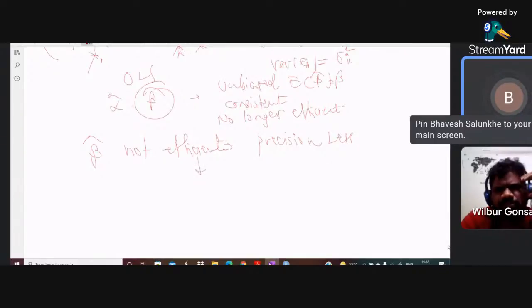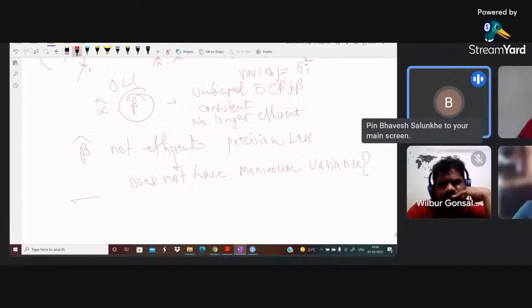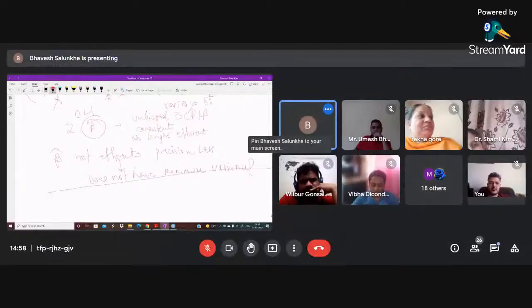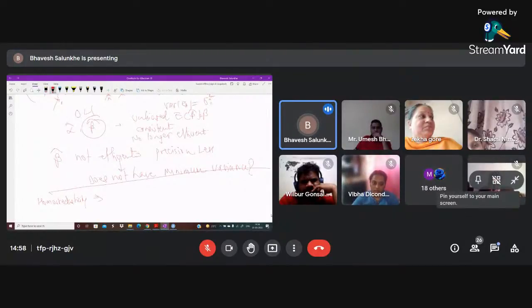And what do we mean by not efficient? It doesn't have minimum variance. It doesn't have minimum variance when there is heteroscedasticity in the data. It has minimum variance when there is homoscedasticity, that is, when all error terms have the same variance.